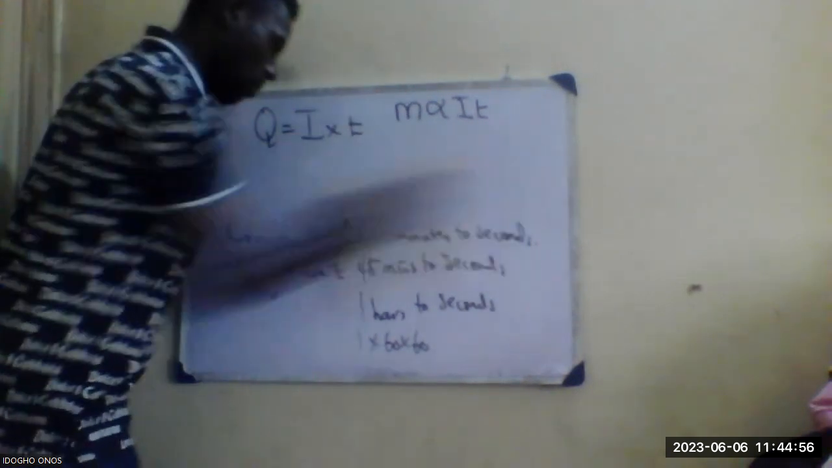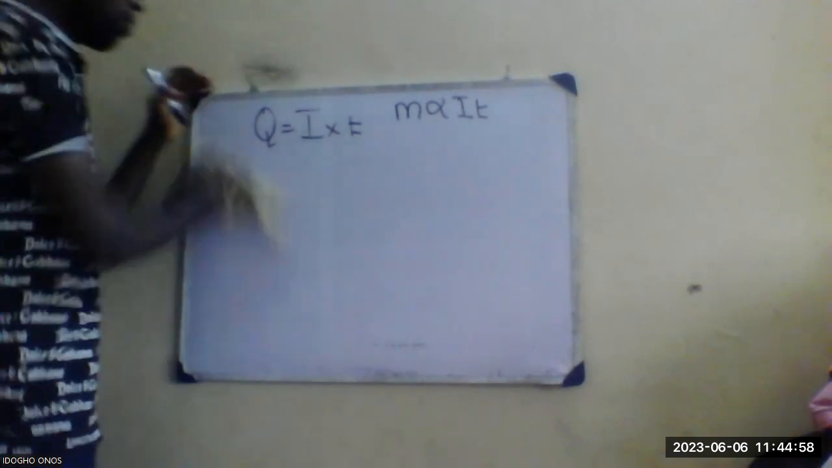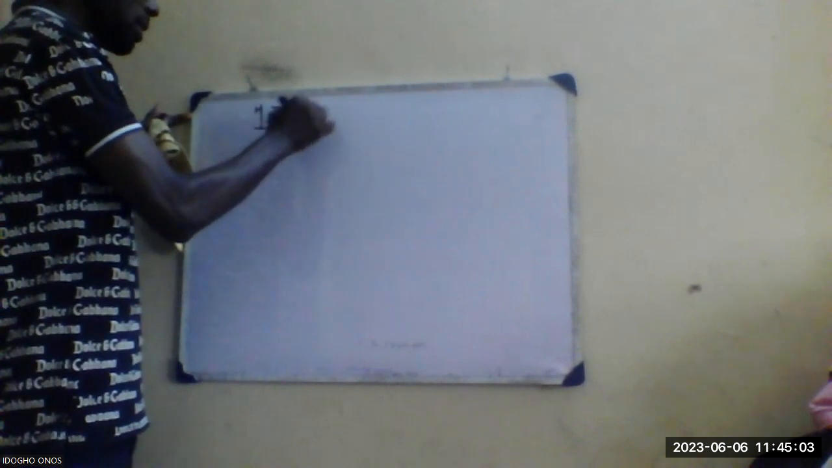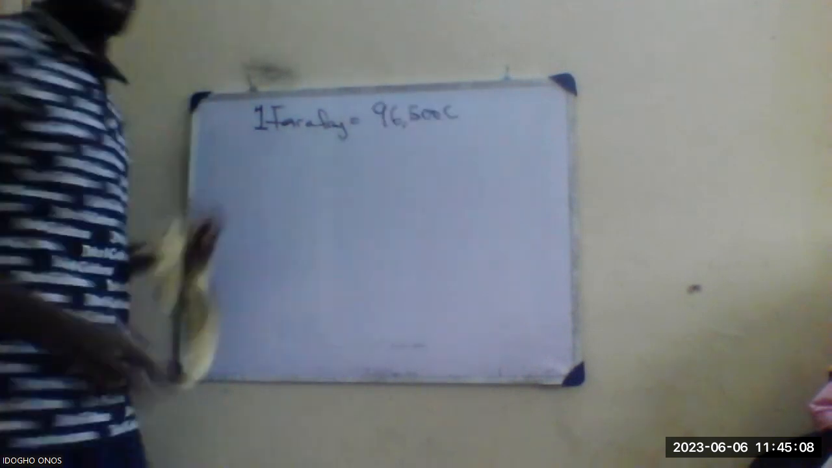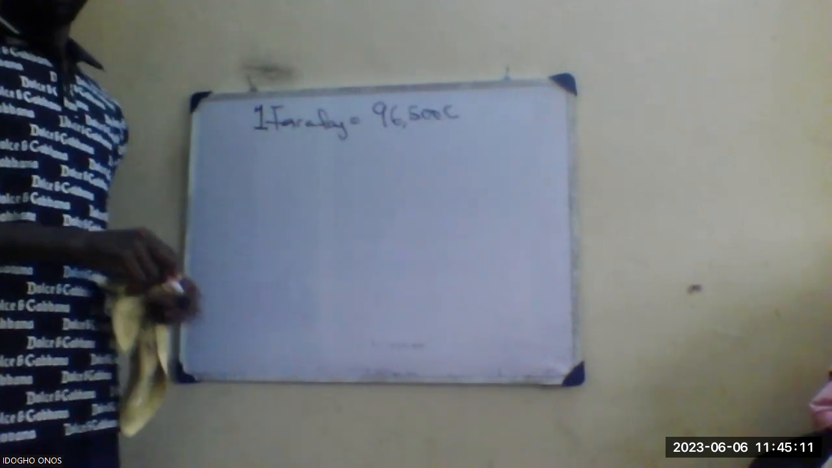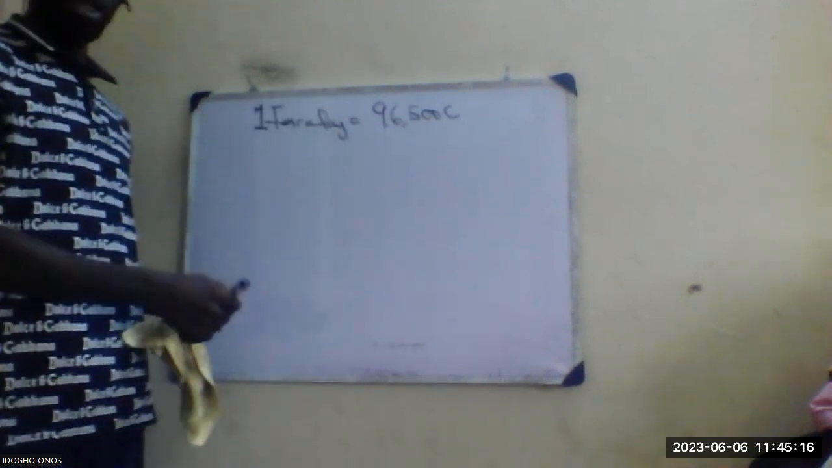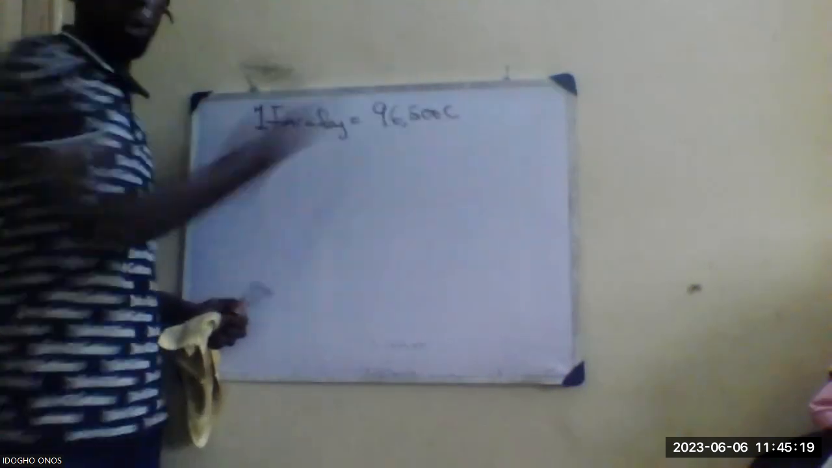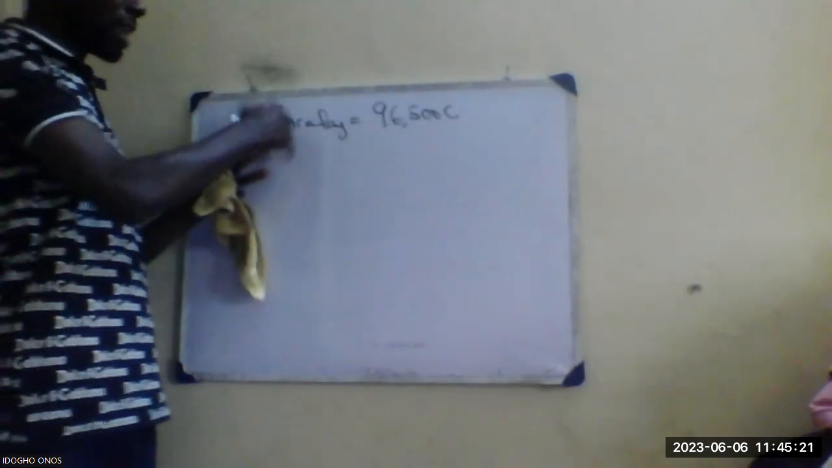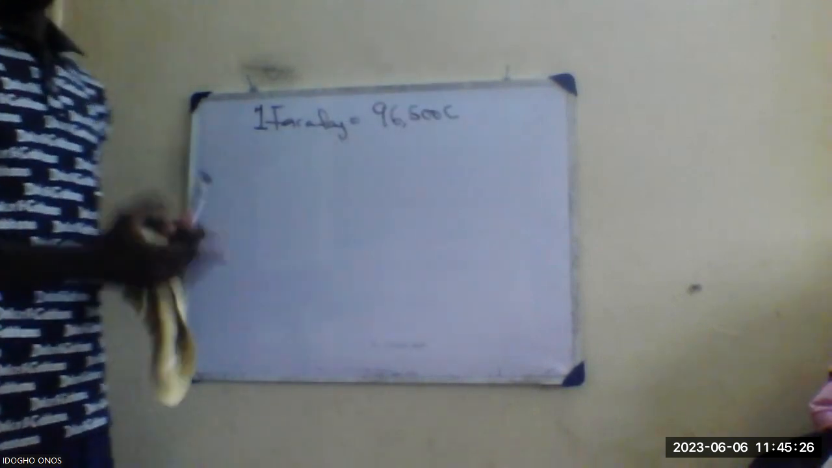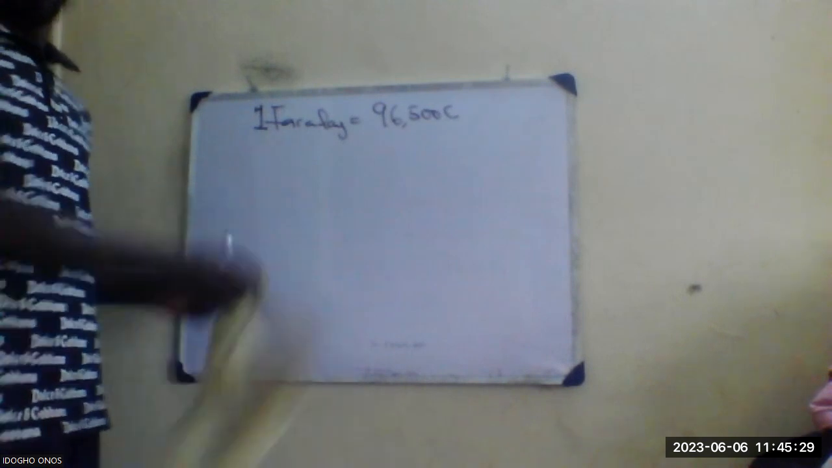Then we are done with this first law, but let them also notice that 1 Faraday is equal to 96,500 coulombs. It's a standard unit. Quantity of electricity can be measured in Faraday or in coulombs. If you are converting Faraday to coulombs, it is 96,500. Just like the dollar to Naira rate. Link it like that to the students, they will understand it.